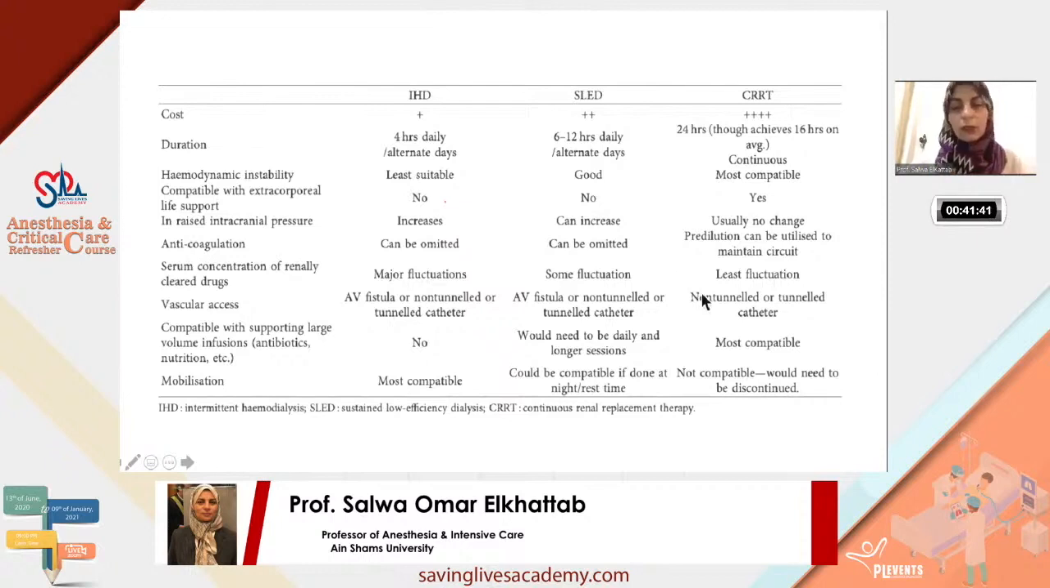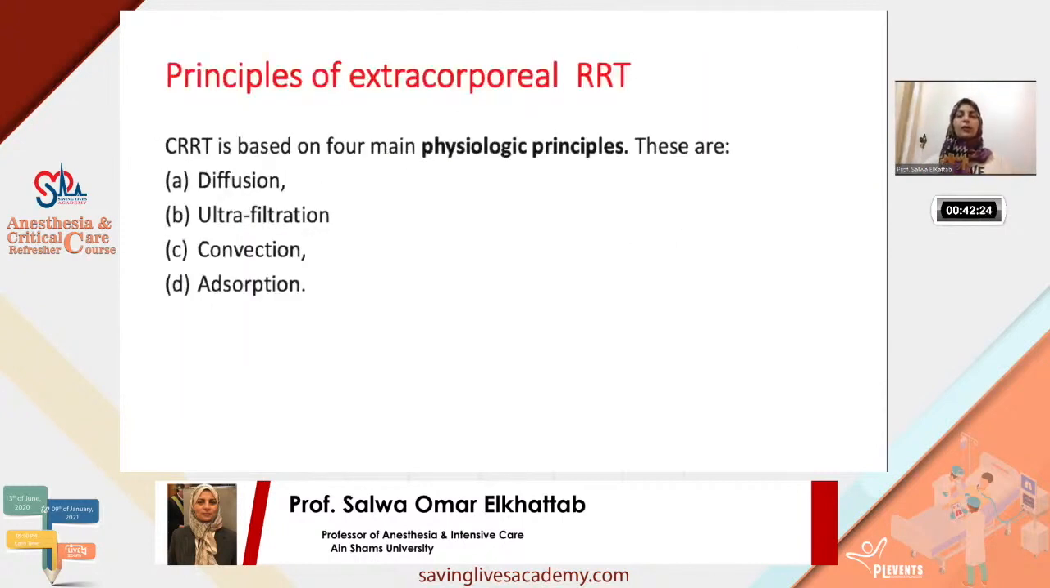Anticoagulation can be used for all or omitted in certain situations. The efficacy of dialysis and removing the metabolites is the highest for intermittent and the least for continuous. It takes time to get the benefit. Mobilization, of course, is much better with intermittent, while in continuous the patient will be bed bound in the critical care area. What is the principle for extracorporeal RRT?